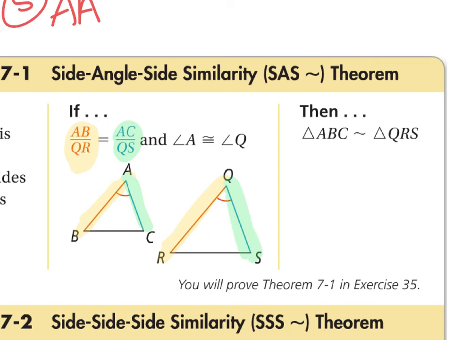So if you have two of the sides proportionate, and then the angle in the middle is congruent, then you have enough to say that the triangles are similar. Okay? So you need two sides next to each other that are proportionate, and then the angle in between the two sides has to be congruent. That's the reason, the stipulations.